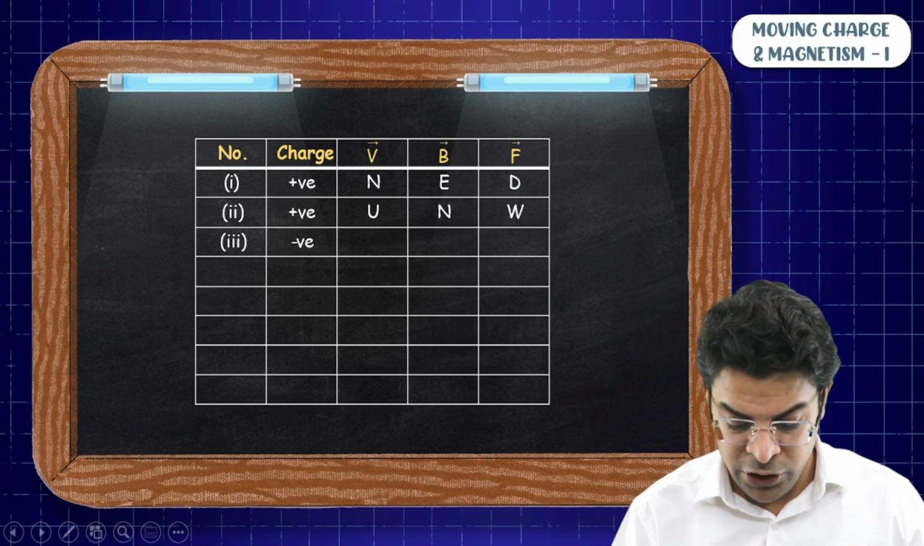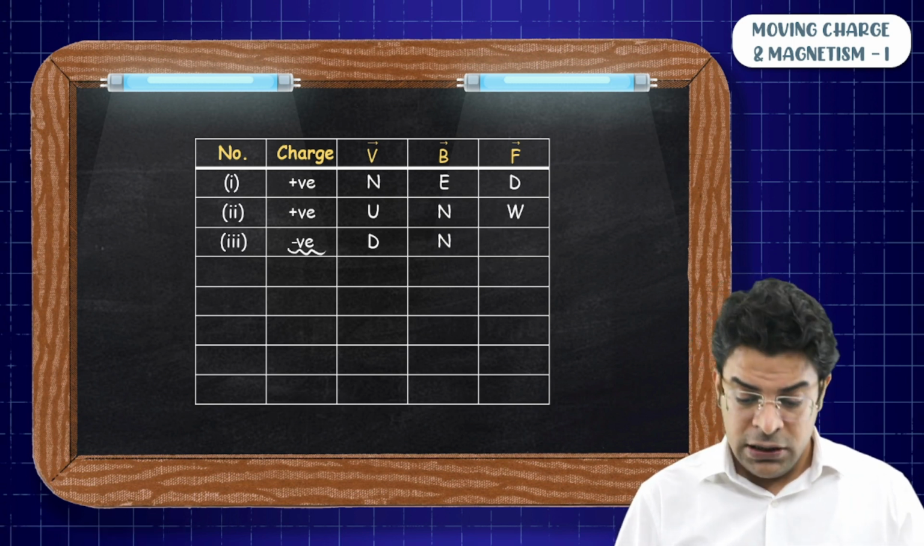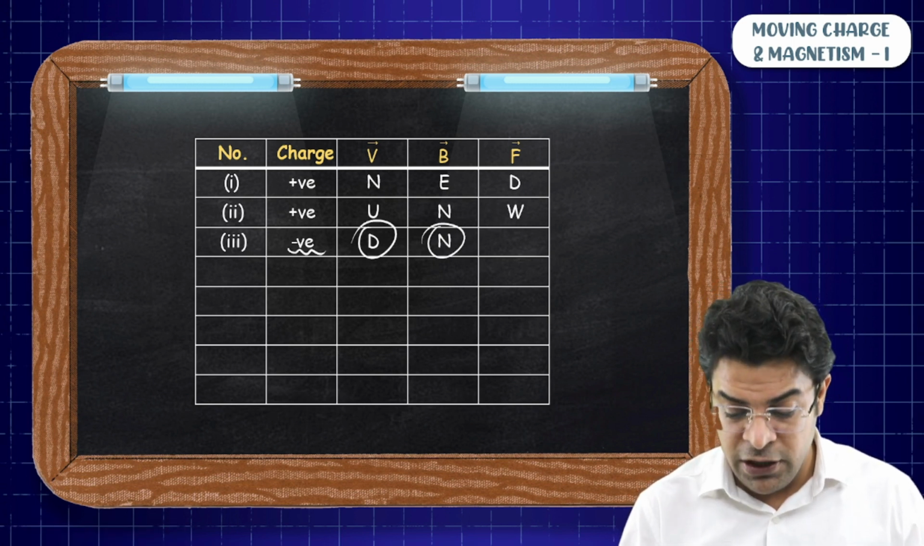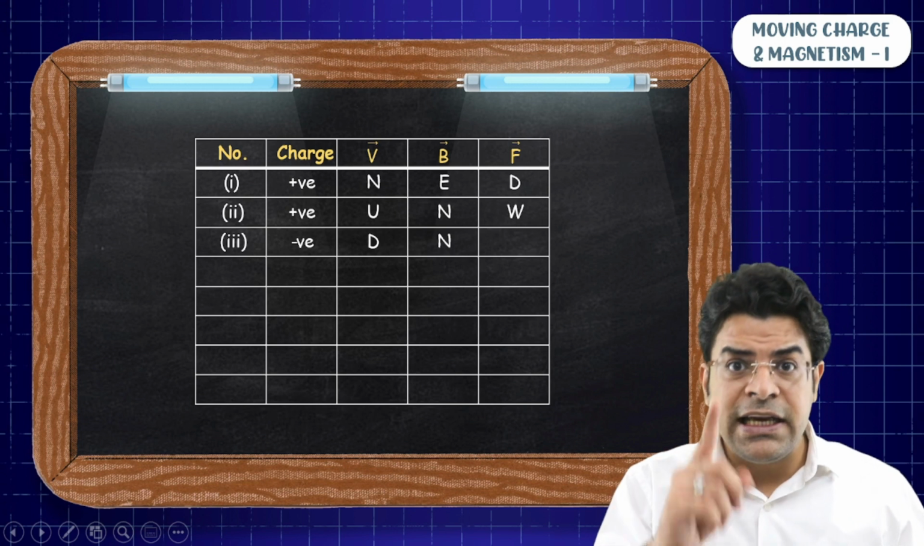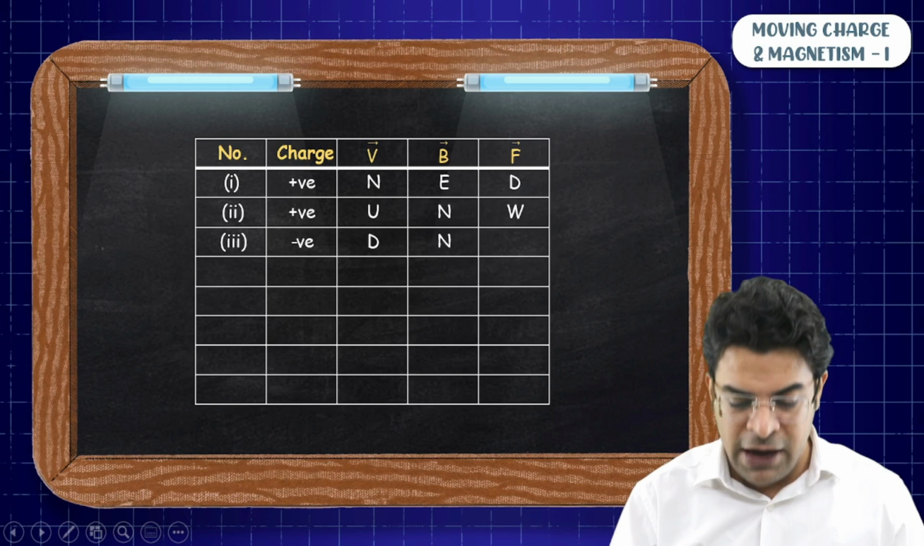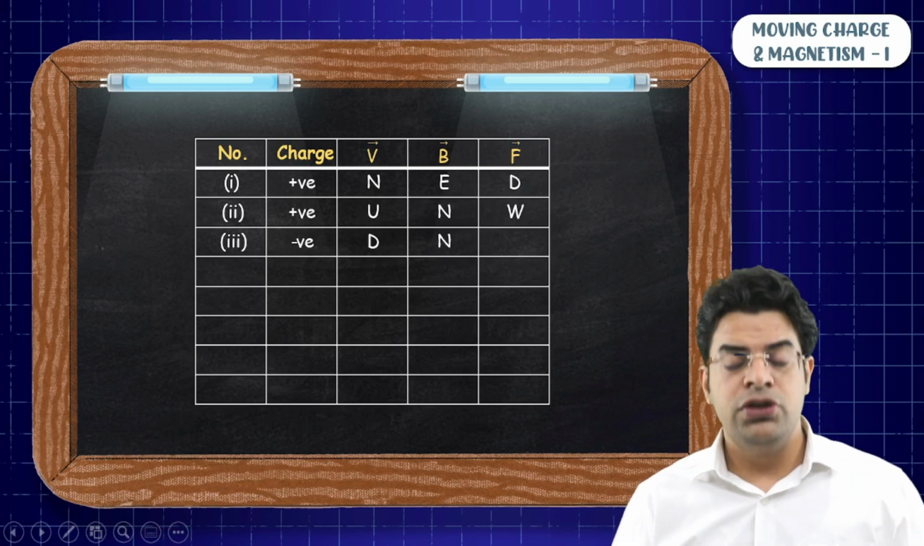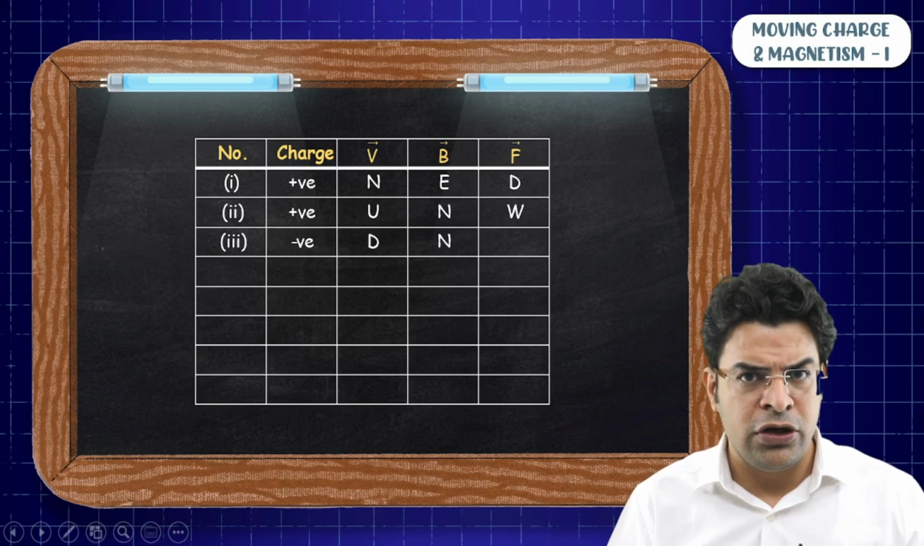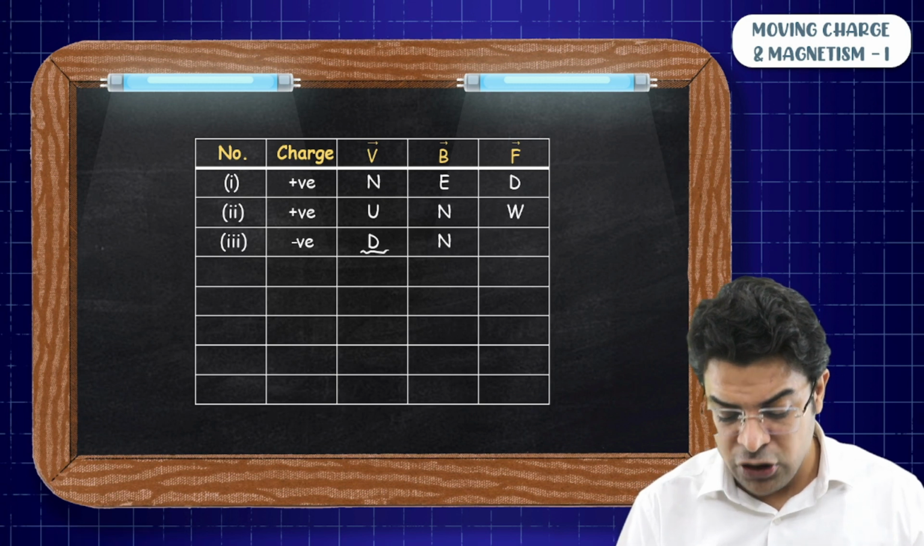The third one. Now the charged particle is negative. The velocity is downward and the magnetic field is north. In this case, we know that the direction of force will be opposite to the direction of V cross B. Why? Because the charged particle is negative. So first of all, let's find out the direction of V cross B. V, velocity, is in the downward direction.